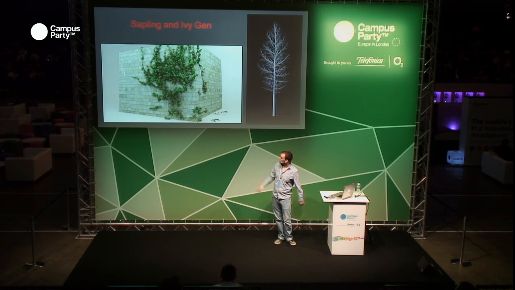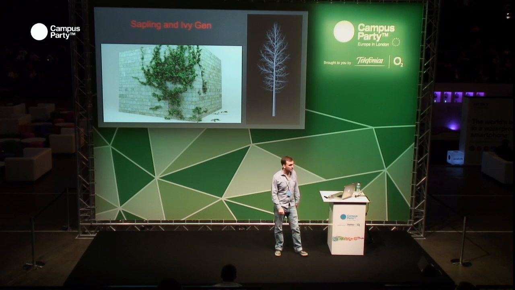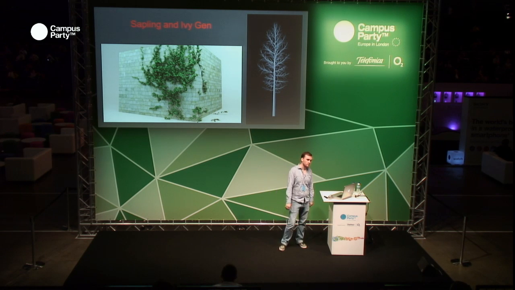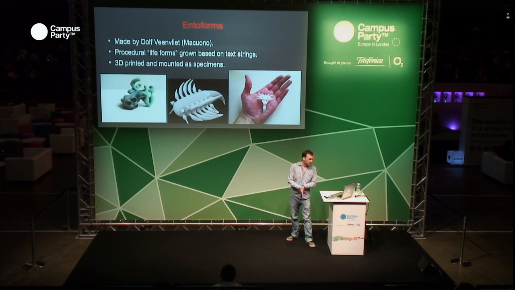On the left is IvyGen. That's just a cube that someone's taken, and they've grown ivy up it with this add-on, and it looks pretty impressive. On the right is just a tree that I quickly generated to show you. It also generates leaves as well, so it's a really useful add-on. And it can create some quite realistic-looking trees once you take that initial model that it gives you and do a bit to it.